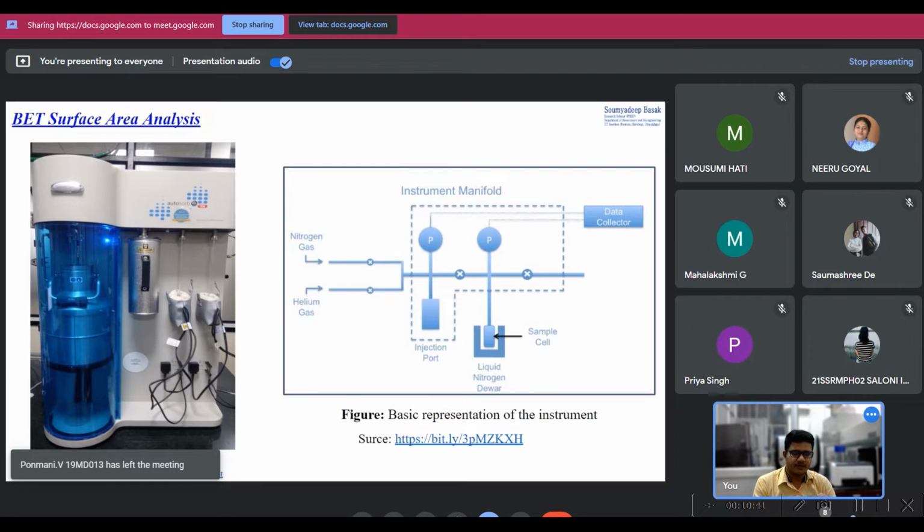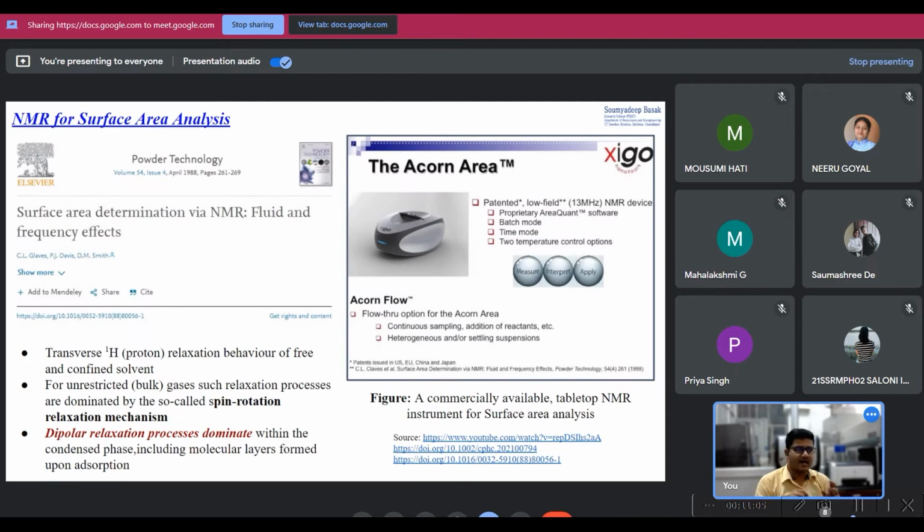So the BET surface analysis technique is there for measuring porosity, and I have mentioned NMR also. Though we have seen NMR is used for chemical analysis only, for how the bonds are there and what elements are present in the sample, NMR analysis can also be used for porosity measurement. How? And it is not new. They did it in 1988.